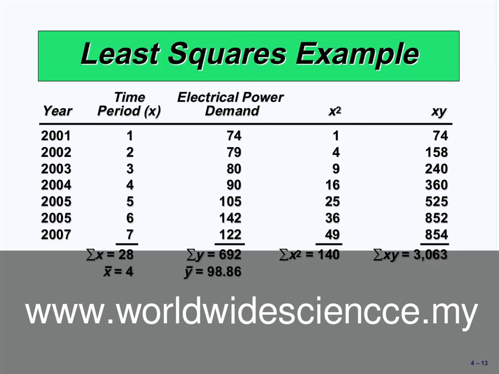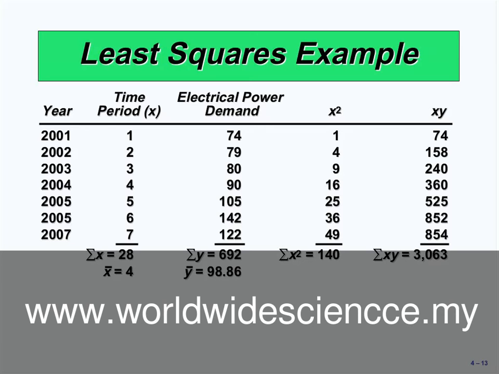For each year, we can allocate the year 2001 number 1, 2002 number 2. So the time period for X can be 1, 2, 3, 4, 5, 6, 7. For each year we do it. Time period is X and electrical power demand is Y.